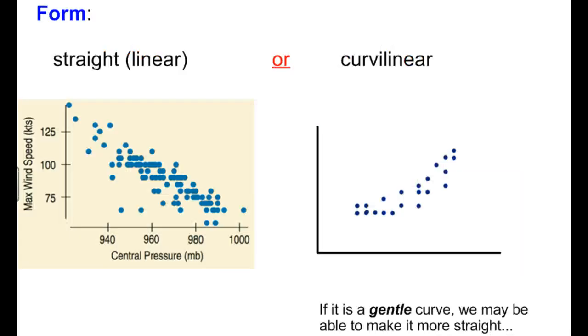The form of a scatter plot. There are basically two types of forms that you will see in this chapter. One is more of a linear pattern, where it's going to be a straight line, either in a negative direction or positive. Or curvilinear. With curvilinear, you might see an obvious curve to the data, and it might be exponential, or quadratic. But if it's a gentle curve, in stats we tend to re-express the data to make that straight. You don't really do that in psychology.